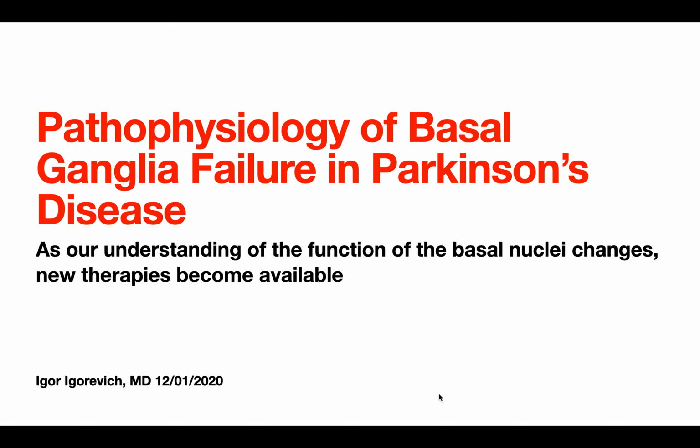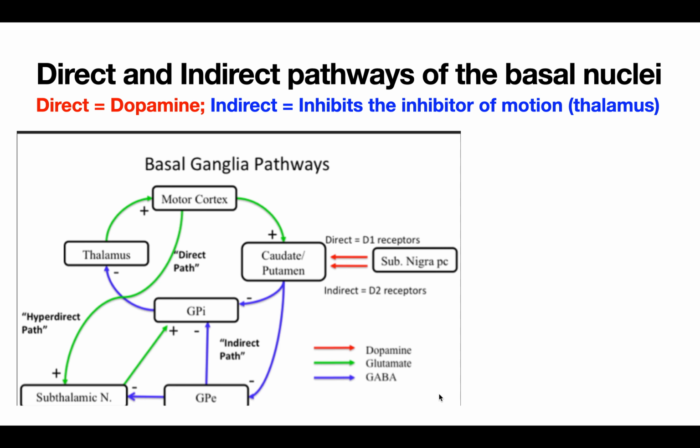Ganglia and how it fails in Parkinson's disease. So let's get started. This is not anatomically correct, but it shows basically our general classical understanding of the basal ganglia function and motor function, and that's basically the direct pathway increases movement, and the indirect is supposed to decrease or stop movement. But we know that both pathways lead to movement.